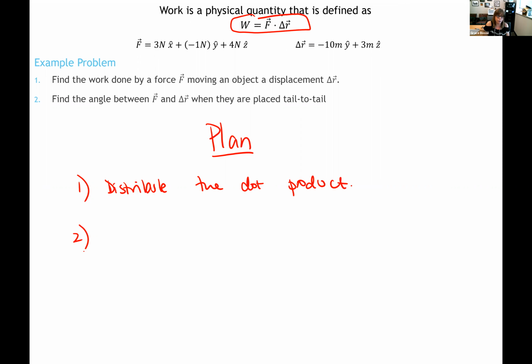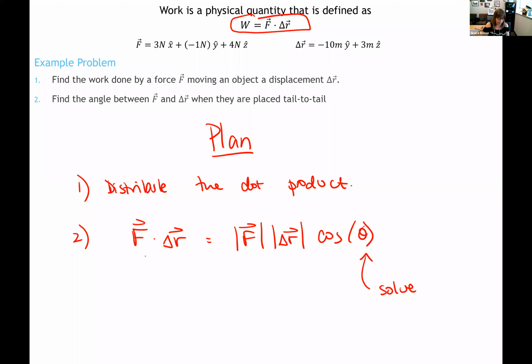In step number two, we're going to have to also use the definition of the dot product, that the dot product between two vectors would be the norm of the first vector times the norm of the second vector times the cosine of the angle between them. So we want that angle. That's what we're looking for. So in number one, we're going to do the left-hand side. We're going to know what the dot product is. In order to keep on going and to get this angle, we are going to have to calculate the norms of these two vectors. Once we have that, then we can solve for our angle.